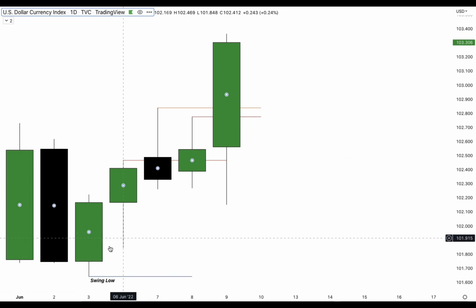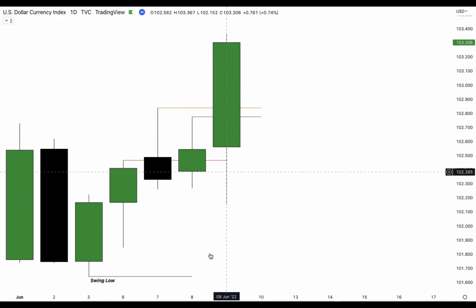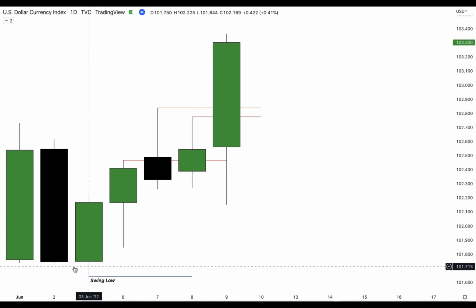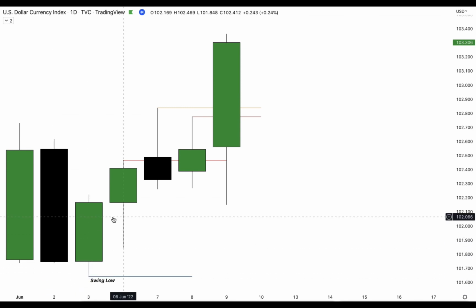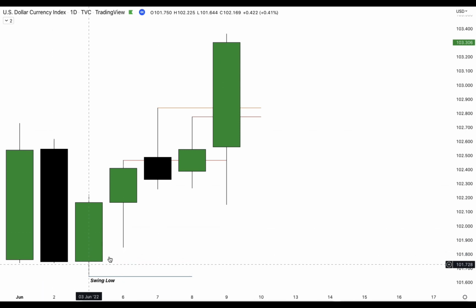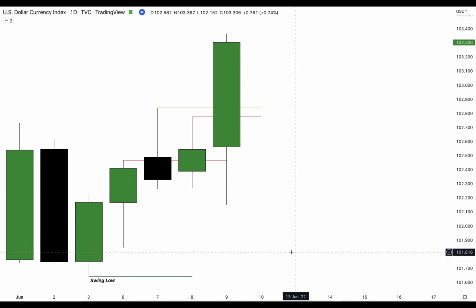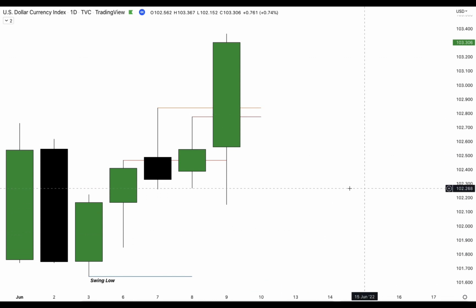Because if we know that this is where the institutions are turning the market around and increasing their net long positions, they don't want price to come back down to the swing low. Think about that logically. Why would they want the price to come back down here if that's where they're sponsoring price? If price were to return back here, most likely it's going to be a reversal and price is going to continue to the downside. So this is a bullish scenario.